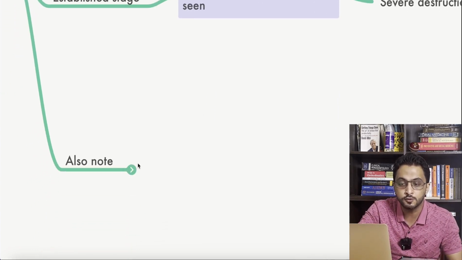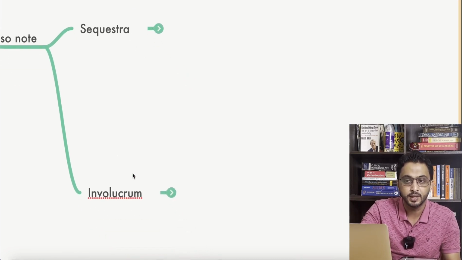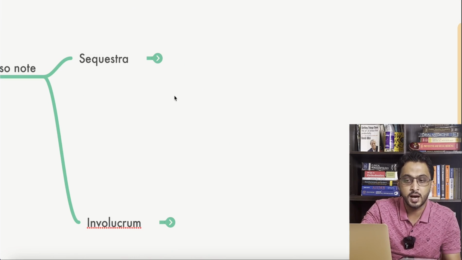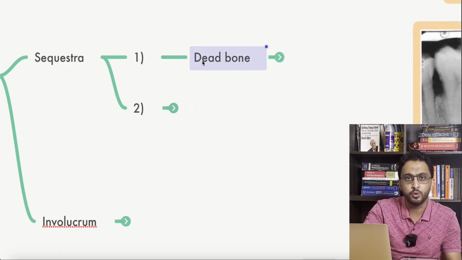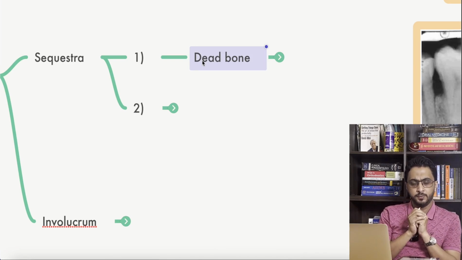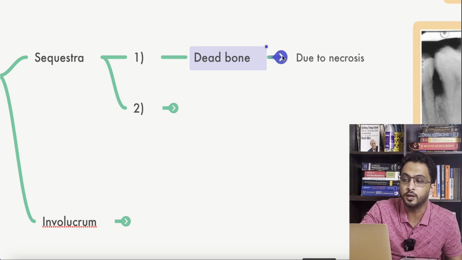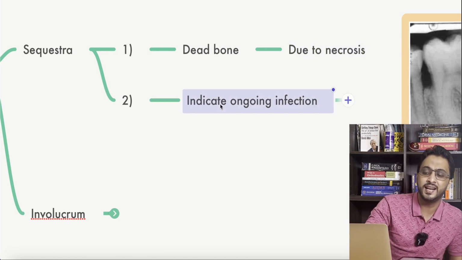Okay, established stage. Also note, two very, very important things come here: sequestra and involucrum. What is sequestra? Sequestra is a dead bone. Now basically, what is happening in osteomyelitis? The vascular supply is affected. So what happens? Necrosis, general pathology. Due to necrosis the bone dies. So the necrosed bone is called a sequestra. Now this indicates an ongoing infection.